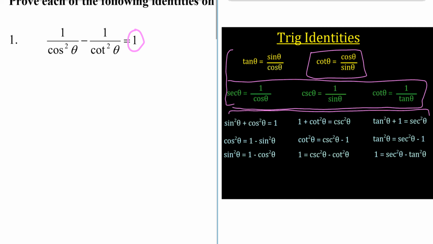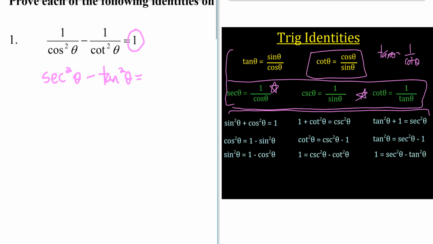Okay, 1 over cosine squared is going to be this first reciprocal identity. So 1 over cosine is secant, so 1 over cosine squared is secant squared. And then 1 over cotangent squared, well, if we rewrite this, tangent of theta equals 1 over cotangent of theta. Those are reciprocals of one another. So that means 1 over cotangent squared is tangent squared of theta. So our first step was changing both of those fractions into non-fractions.